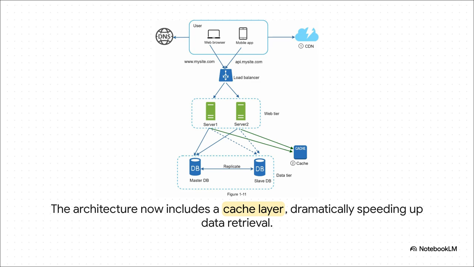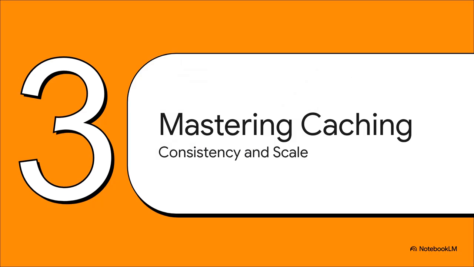First, it checks the super-fast cache. If the data is there, we call that a cache hit. It comes back almost instantly. We only go all the way to the slow database if we absolutely have to, on a cache miss. This takes a huge amount of pressure off our database and makes the whole system feel incredibly snappy. So, caching is an absolute game changer.